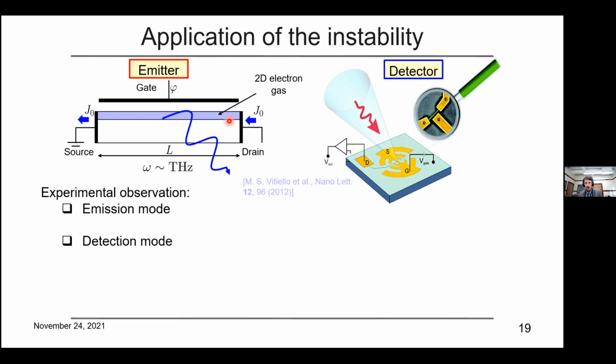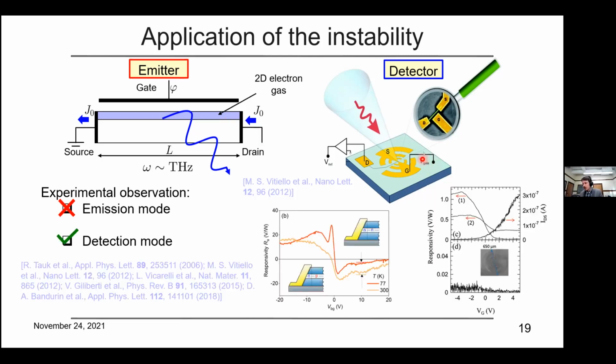Well, this is a very interesting proposal, but unfortunately, to the best of my knowledge, there is no experimental confirmation of the emission of terahertz radiation via this instability. On the other hand, we can have an inverse process where we are detecting terahertz radiation via the DC electric current generated in such a structure. This case was indeed observed experimentally.